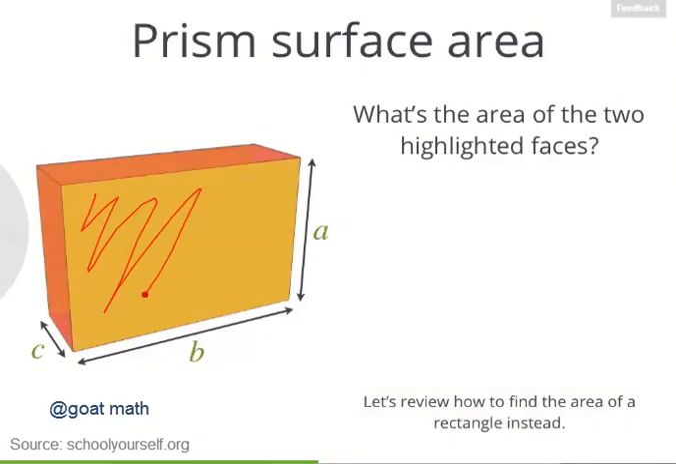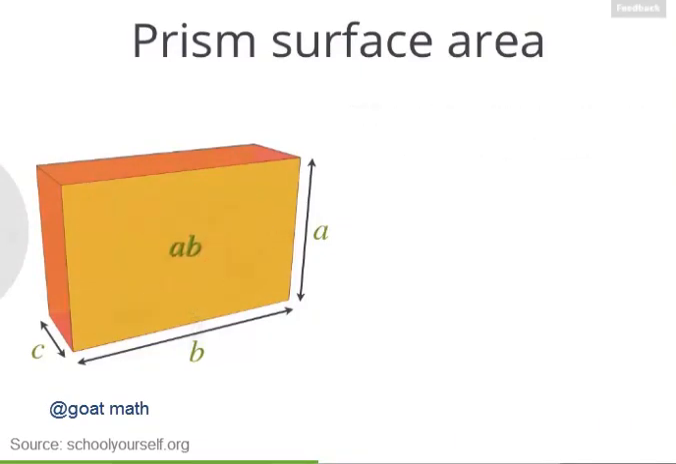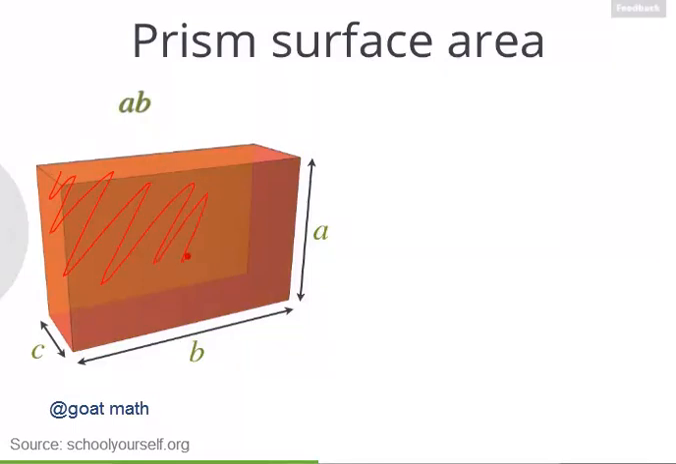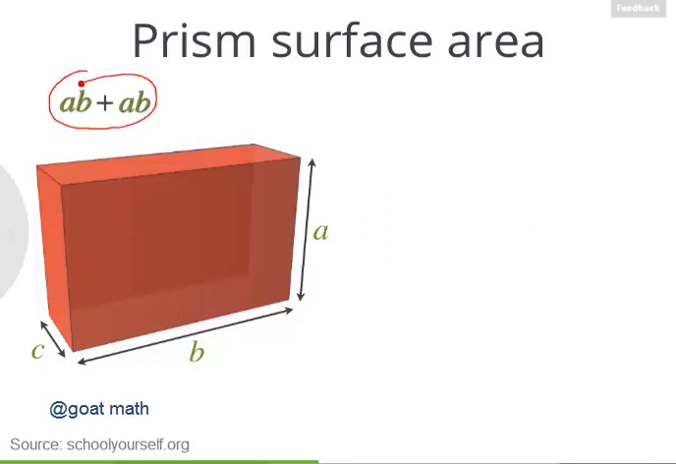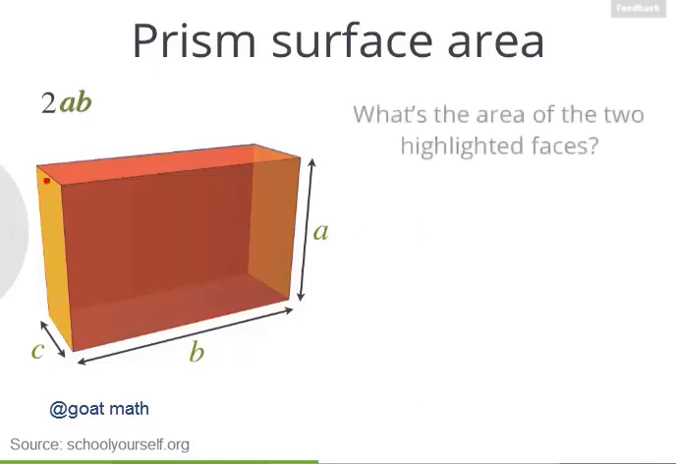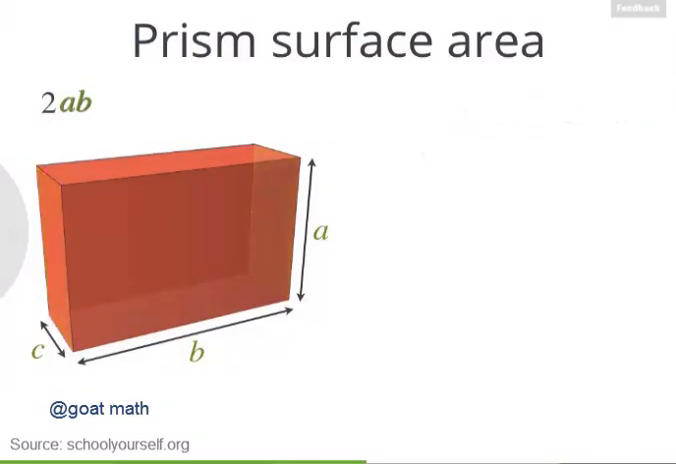Right, this rectangular face has an area of A times B. And this face back here also has an area of A times B. So adding these 2 areas together, we have AB plus another AB, or 2AB. Next, let's look at this rectangular face over here, which is the same as this face over here. What's the area of these 2 faces? Nicely done. Each of these faces has an area of A times C, so together their combined area is 2AC.